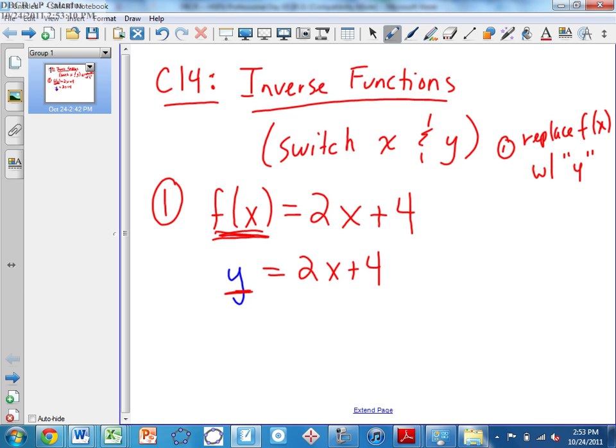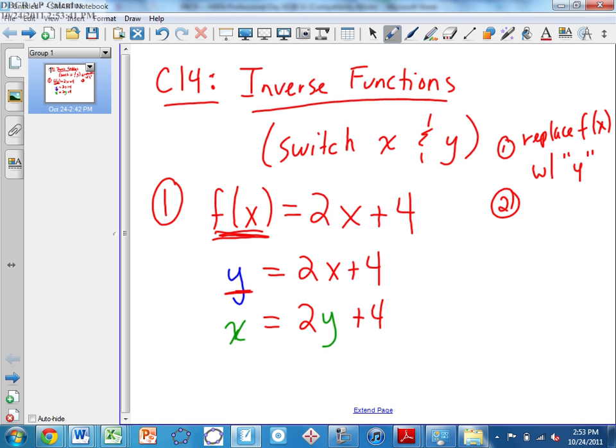Now, the second thing, what is our overall goal today? What do we have to do? Find the inverse. And to find the inverse, what must I switch? X and y. Okay, x and y. So, go like this now. Notice, I switched x and y. I did not switch anything else. Please make sure to write that down.